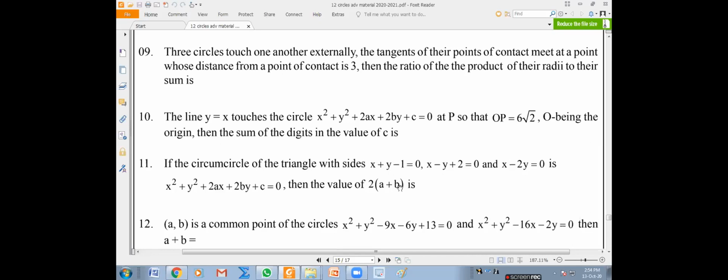One is x plus y minus 1 equal to 0. Another one is x minus 2y plus 2 equal to 0, which are perpendicular. This is x minus 2y equal to 0. You can solve these two, this point will come. And you put x as 2y, 1 by 3, and 2 by 3. Here, when you put x as 2y, y is minus 2, x is minus 4.